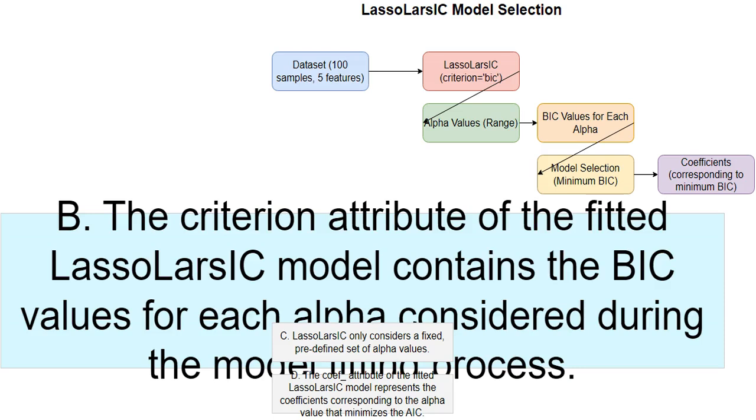This statement is absolutely correct. The criterion attribute of the LassoLarsIC model directly stores all the BIC values calculated for every alpha value the model tested during training. This is super useful because we can see how BIC changed with each alpha.